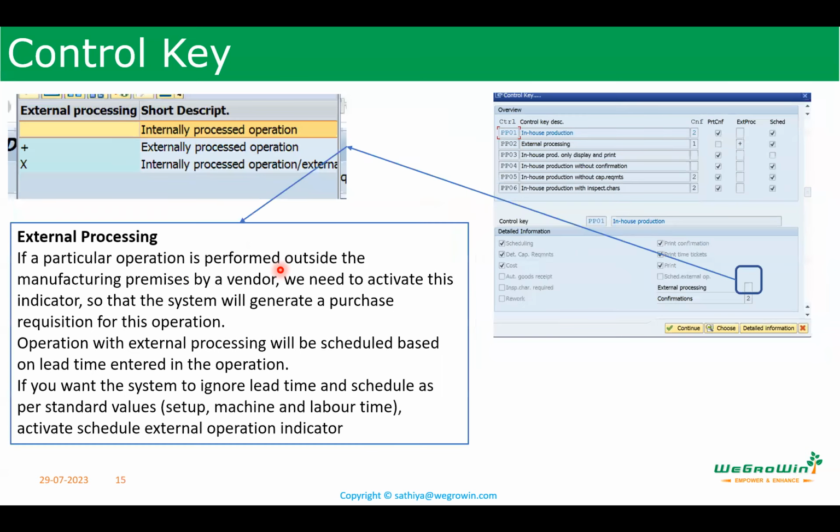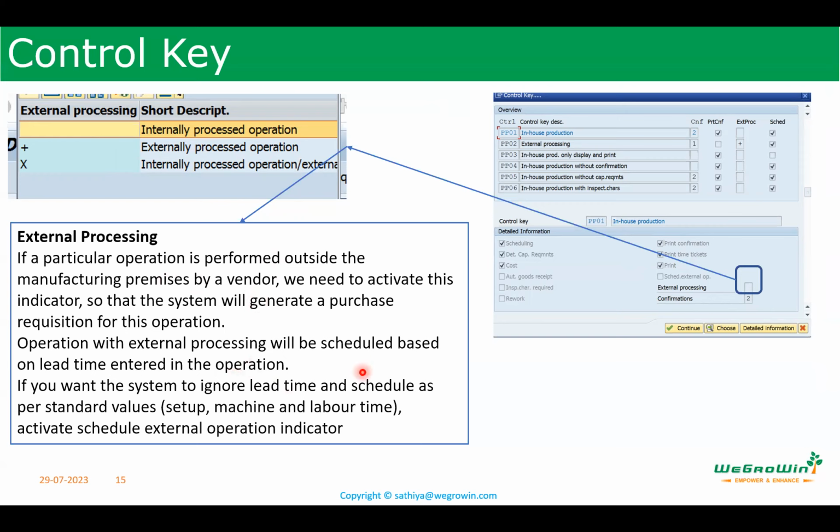And then external processing. Just now we discussed, no? If you want to process one particular operation externally, then the control key has to be selected accordingly. The selected control key should have this external processing here. Here there are options. If it is blank, this is an internally processed operation. If it is plus, it is an externally processed operation. If it is X, it means both internal and external. So if a particular operation is performed outside the manufacturing premises by a vendor, we need to activate this indicator.